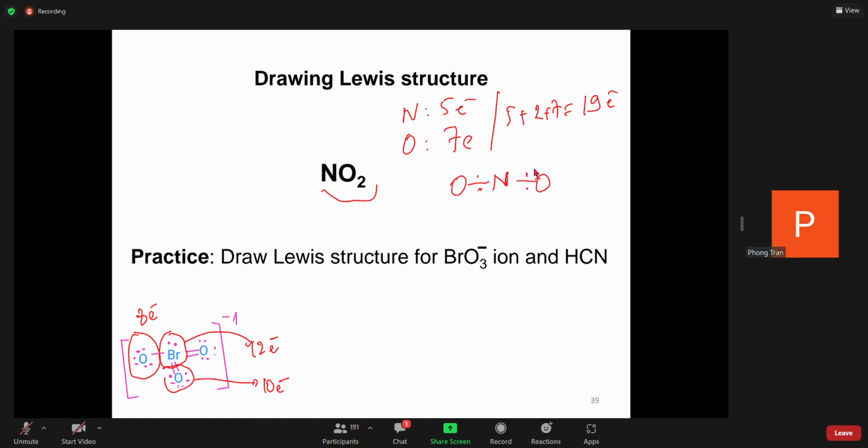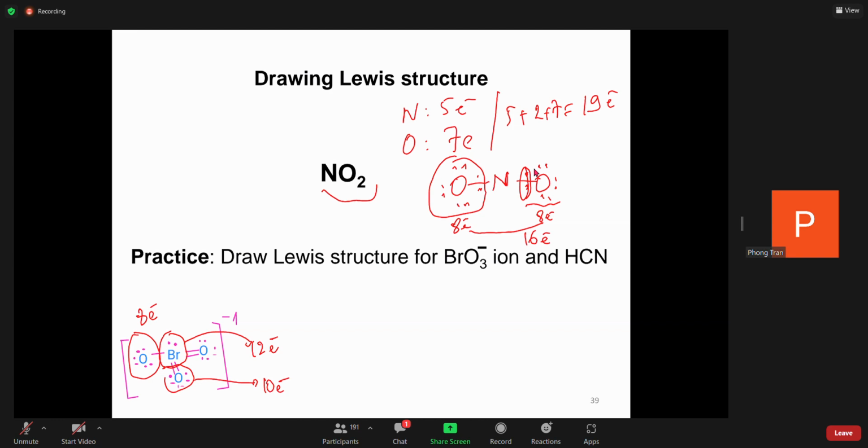Now, the next step, you try to satisfy the octet for oxygen. Here you have 2 already. Then you put 2, 2, and 2. So this one, you will have 8 electrons. You do the same thing with the second oxygen, and here you will have 8 electrons as well. So in total, you have already 16 electrons.